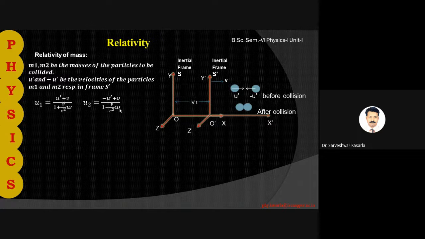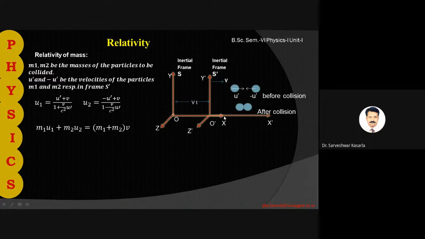Now by applying the law of conservation of momentum, we say m1 u1 plus m2 u2 is equal to m1 plus m2 into v. Before collision the momentum will be m1 u1 and m2 u2, and after collision it will be m1 plus m2 into v, because this frame is moving with velocity v.